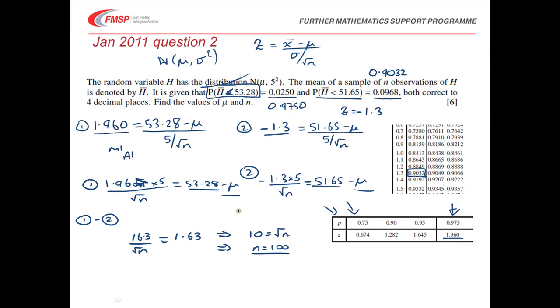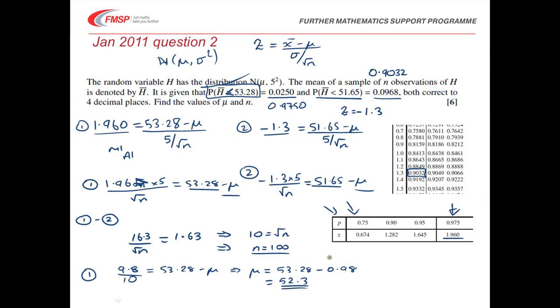We do that just by back substituting, and I can do it into any equation I wish. So I'm going to choose equation 1. So I'm going to have 9.8, that's 1.96 times 5, divided by root n, which is 10, is equal to 53.28 minus mu. So in other words, mu is going to equal 53.28 minus 0.98, and that's going to leave me with a value of 52.3. And there's my value of mu.